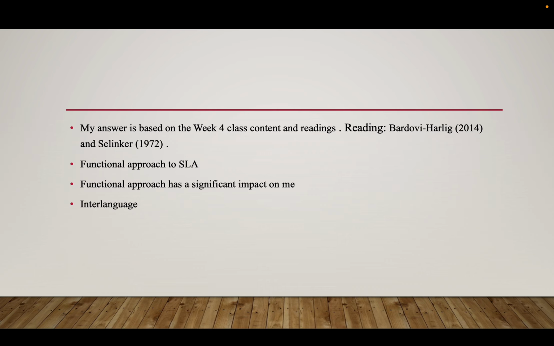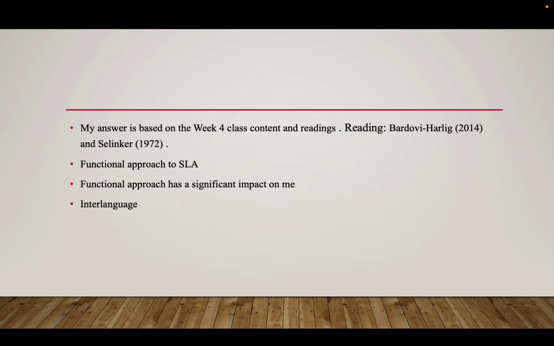After this class, I was wondering if the previous learning model was really beneficial for learners. I realized that using language for communication should be more valued than memorizing rules. Although I have no teaching experience, I will attach great importance to communication and interaction in my future teaching.